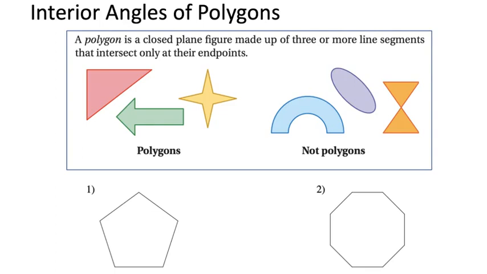And that last figure looks like an hourglass. Well, hourglasses crisscross. They have an extra intersection. So this is not a polygon. This would actually be two separate polygons, two triangles connected to each other.